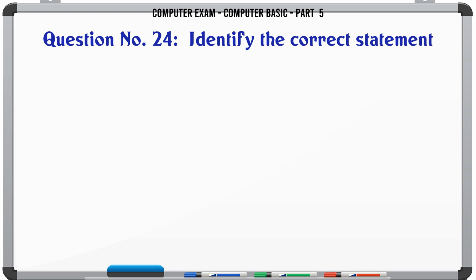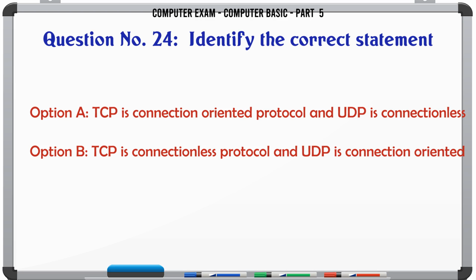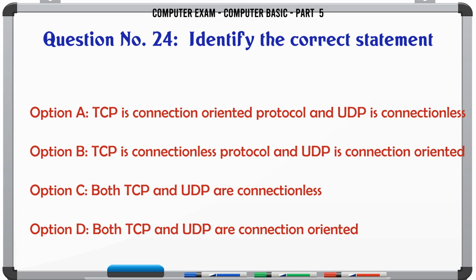Identify the correct statement. A. TCP is connection-oriented protocol and UDP is connectionless. B. TCP is connectionless protocol and UDP is connection-oriented.